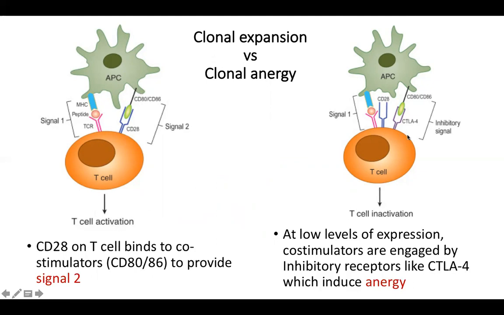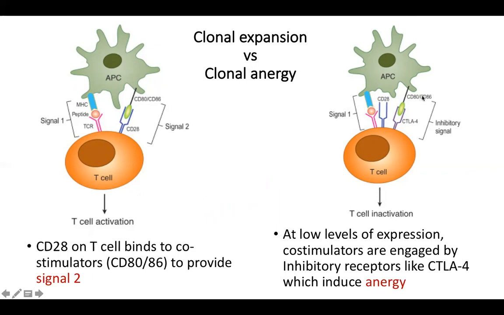Now, if there was another receptor called CTLA4 present here, which preferentially binds to CD80/86, and instead of sending a signal 2, it sends an inhibitory signal, what will happen? T cell inactivation. This is also known as T cell anergy. So when does this happen? Whenever CD80/86 are in abundance, B7 is plentiful, then it will bind with CD28, and activation will happen. Okay.